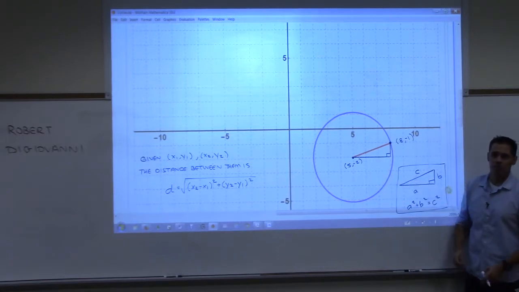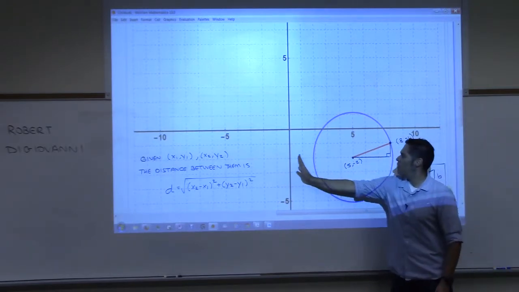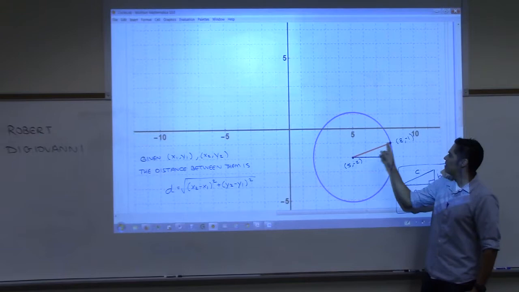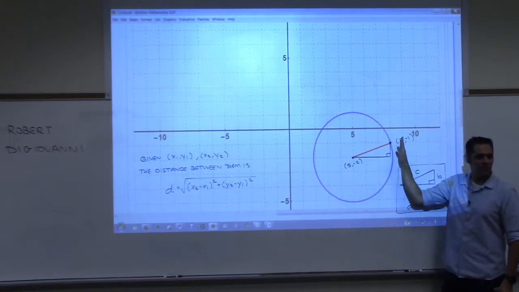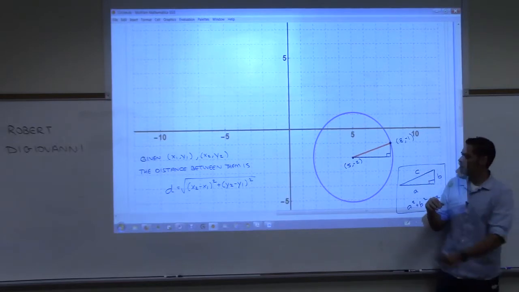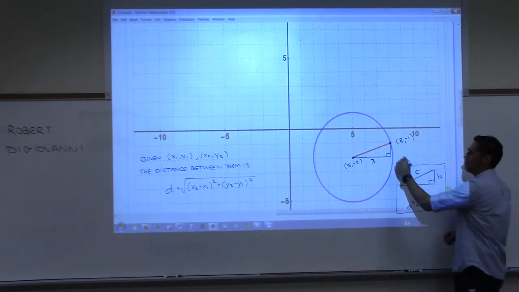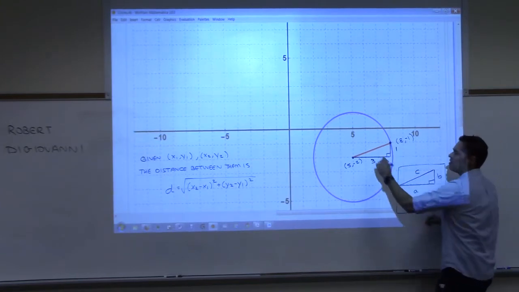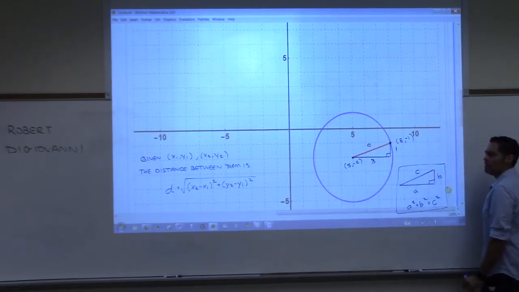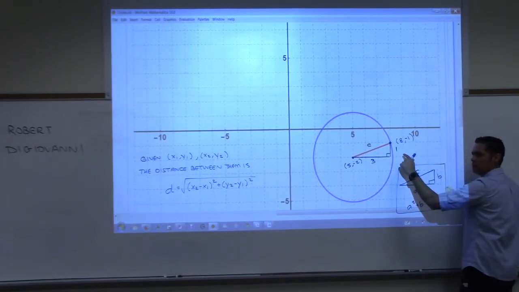So working off of this, can you tell me how long this side is? How long is it? 3? Why? Because to get here, you had to move over 5, right? And to get here, you had to move over 8, which means the difference between the two is 3. So this side should be 3. And then what's the difference here? 1. And so you know that if we call this side C, right? A, B, and C. Are y'all all right? You're squinting, so yes? Okay.